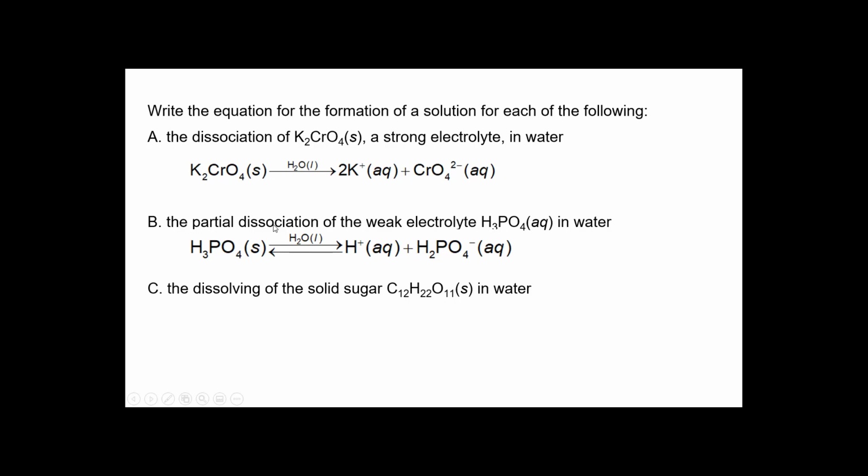So keywords: partial dissociation and weak electrolyte. Even if you had just gotten one of those, that should have given you a hint that this is a weak electrolyte. And the last one, the dissolving of sugar, solid sugar in water.